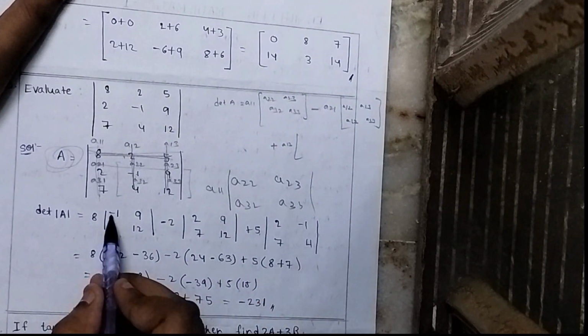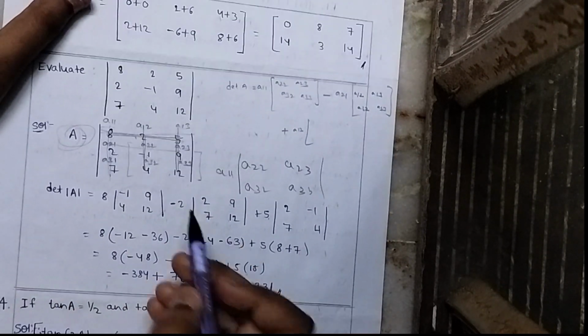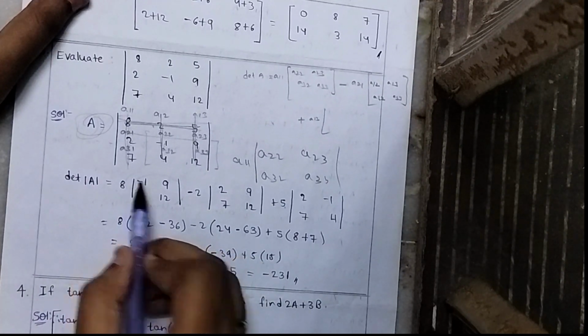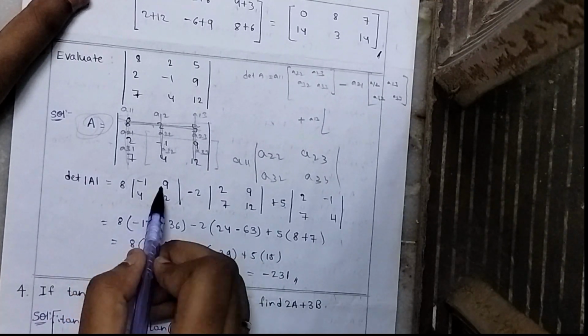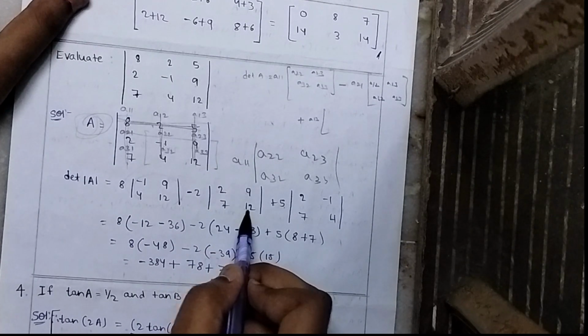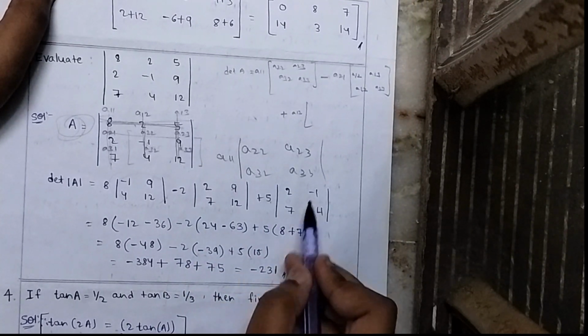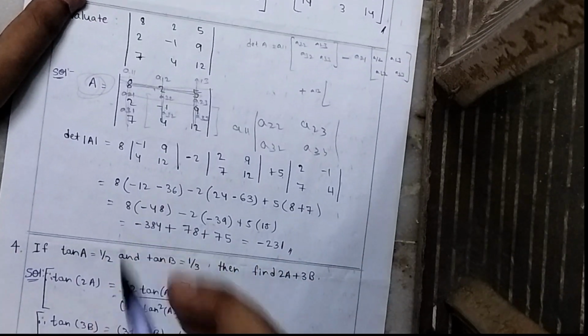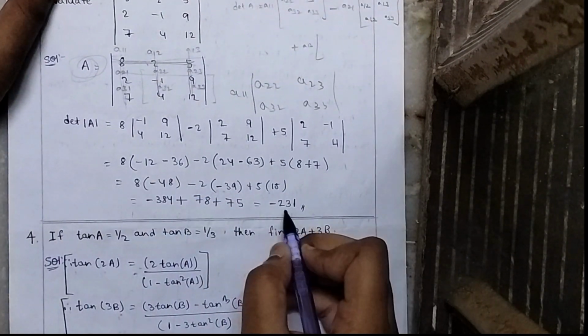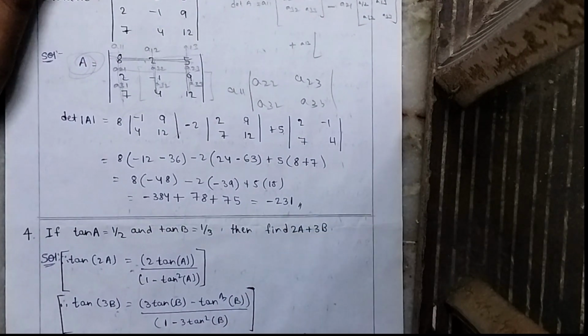So this. Now substituting, this is a 2 into 2 matrix, we know how to solve it. Minus 1 into 12 minus of 4 into 9. And here 2 into 12 minus 7 into 9. And here 2 into 4 minus of minus 1 into 7. So by solving this, we get the value of det A equals minus 231.